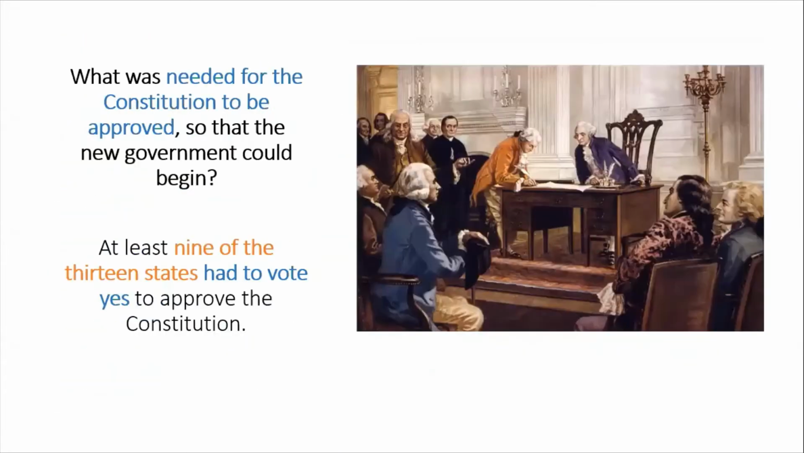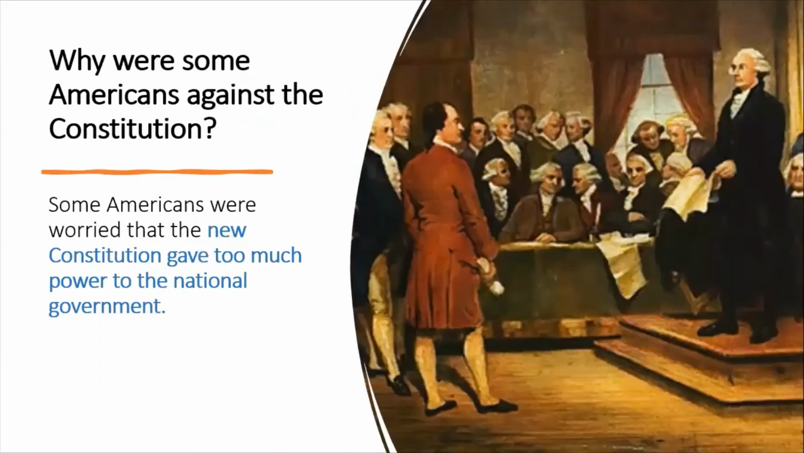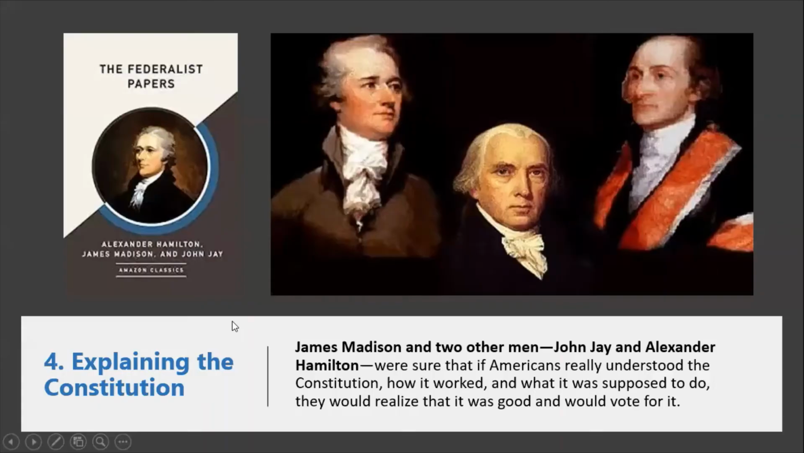Questions. What was needed for the Constitution to be approved so that the new government could begin? At least 9 of the 13 states had to vote yes to approve the Constitution. Why were some Americans against the Constitution? They were afraid that the new Constitution gave too much power to the national government.